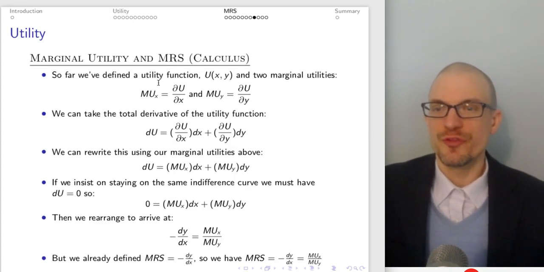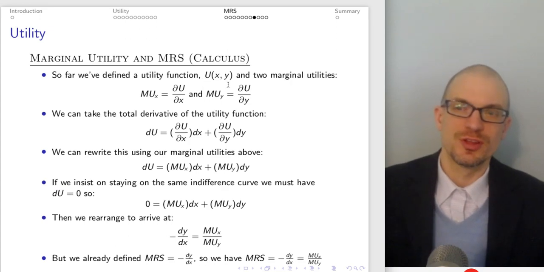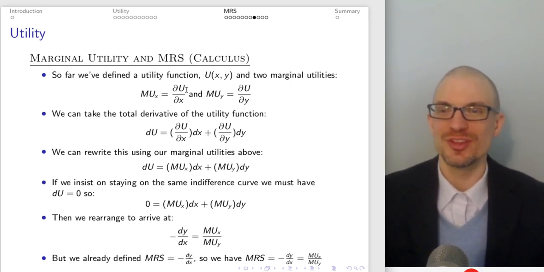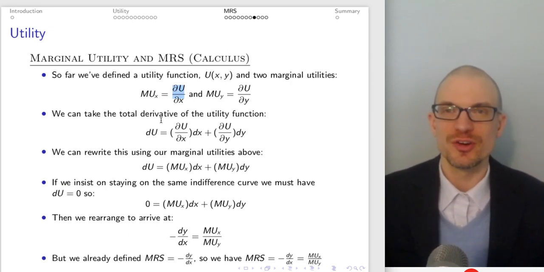All right. So far we've defined a utility function and two marginal utilities. Marginal utility is just the partial of the utility function with respect to that good. So du dx, or the partial derivative of the utility with respect to x, gives me my marginal utility of x. The partial derivative of the utility function with respect to y gives me my marginal utility of y.